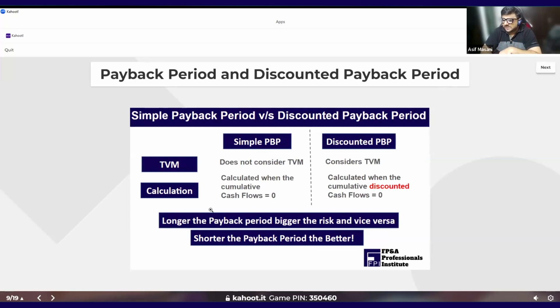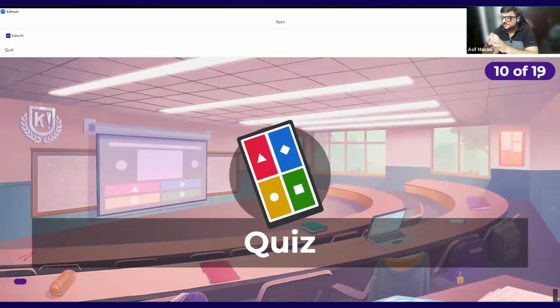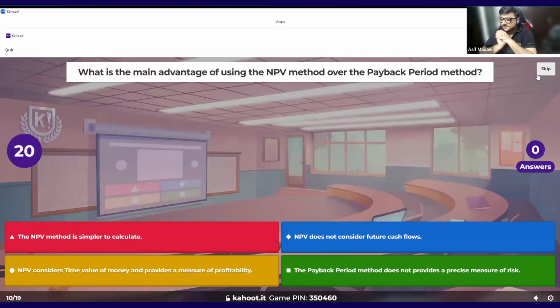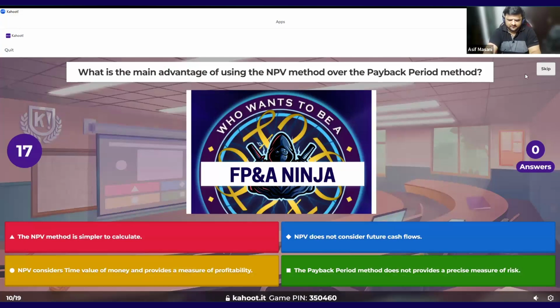Usually, the longer the payback period, the bigger the risk for the project. The shorter the payback period, the better it is in terms of evaluating that project. Okay, so that was on the discounted payback period and simple payback period. Let me go to the next question. What is the main advantage of using NPV over payback period? So what is that advantage or what is the benefit of using NPV over payback period?